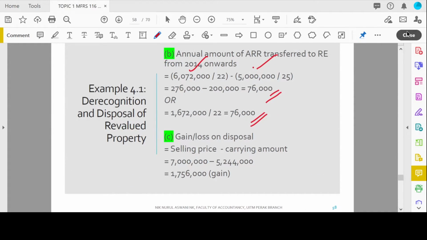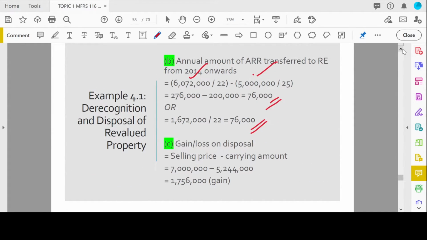So now let's complete our computation. We do have the 7 million here, and then we have the carrying amount 5.244 from our previous discussion. So the difference is 1.756. The selling price is more than the carrying amount, so we have a gain on disposal. All right, so let's proceed to the next one.